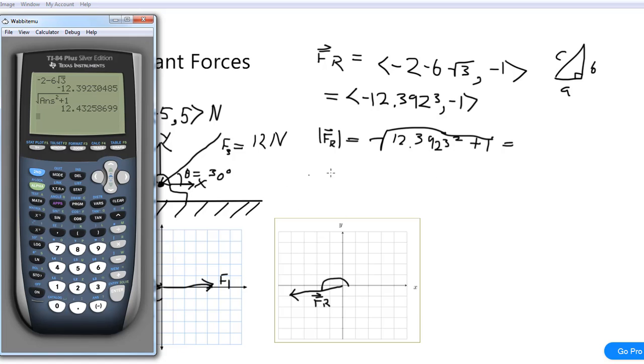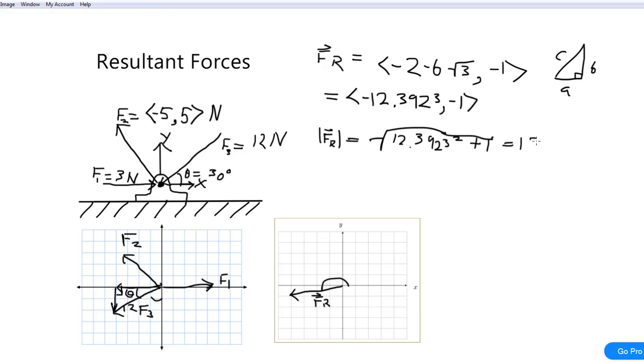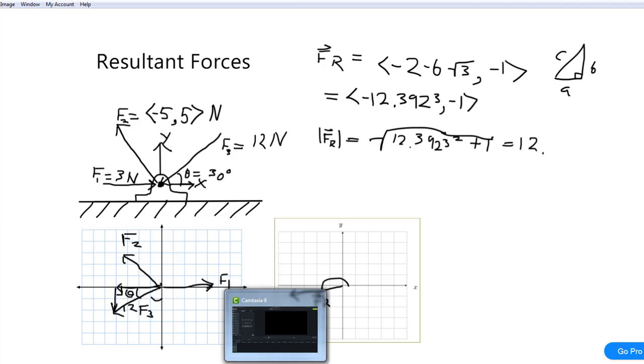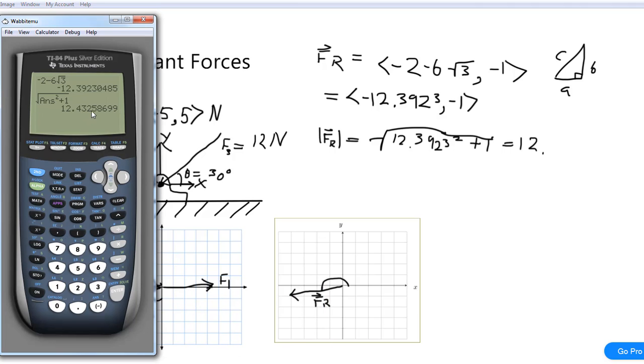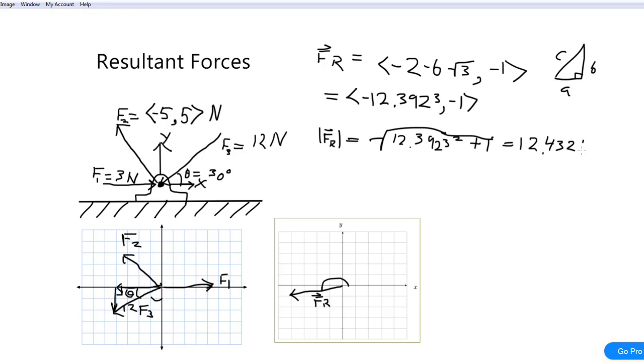Which kind of makes sense, because if this length is already 12, this is going to be 12 also, but a little over. That's just because the x dominates the y so much. So our magnitude is 12.4326, and that's going to be in newtons. Okay, so now we're going to move on to the angle.